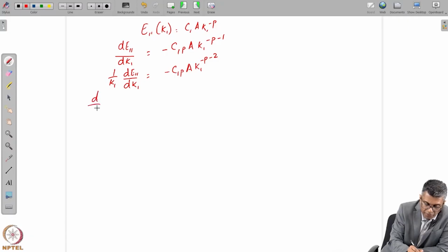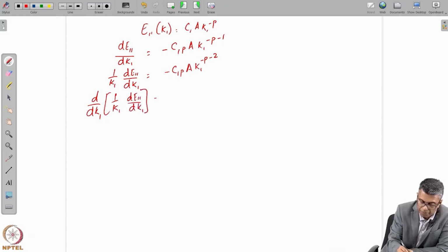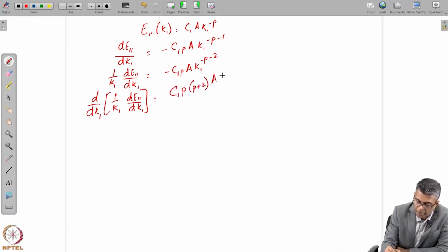Then I take the derivative of that again, d/d kappa 1 of 1 over kappa 1 dE11/d kappa 1. Then I take a derivative again. So then the negative goes away and I'll have C1 P times P plus 2 A kappa 1 to the minus P minus 3.